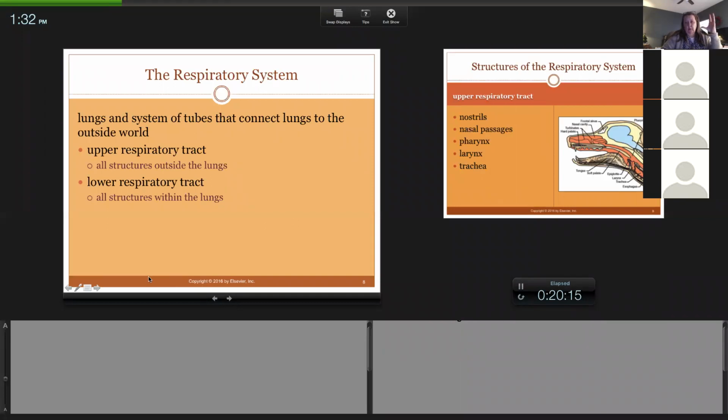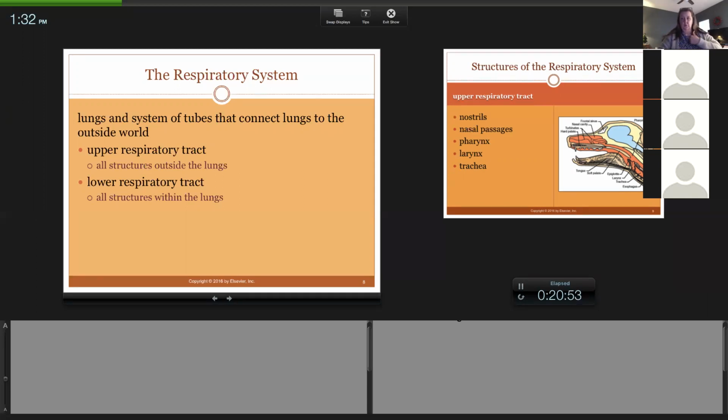Now, those are the secondary functions, but let me talk about the actual structures of the respiratory tract. It's basically a series of tubes leading to the lungs, which are open to the outside. From your nasal cavity to your lungs, open tubes. If I say upper respiratory tract, that's any structure outside of the lungs. As I talk about a structure, if it's outside of the lungs, it is considered upper respiratory tract.